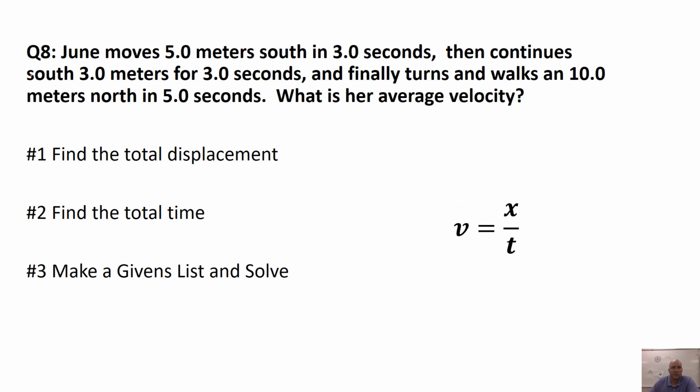Okay, let's look at this one. June moves 5 meters south in 3 seconds, then continues south 3 meters for 3 seconds, and finally turns and walks 10 meters north in 5 seconds. What's her average velocity? Go ahead and pause this if this is a video, not live, and answer this question, and then come back and check it with my work.